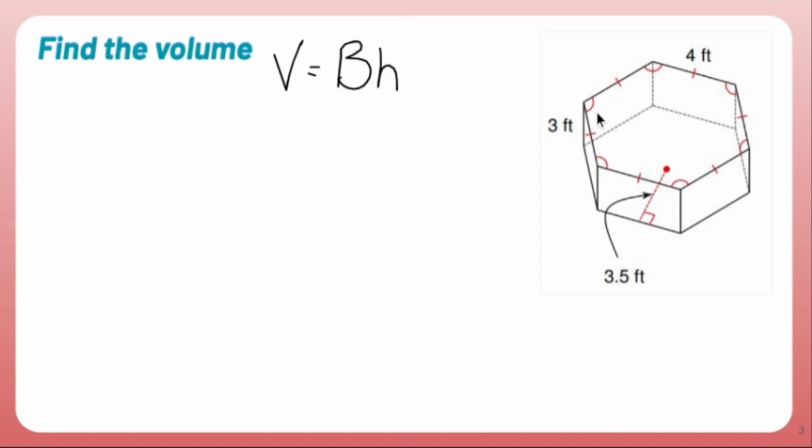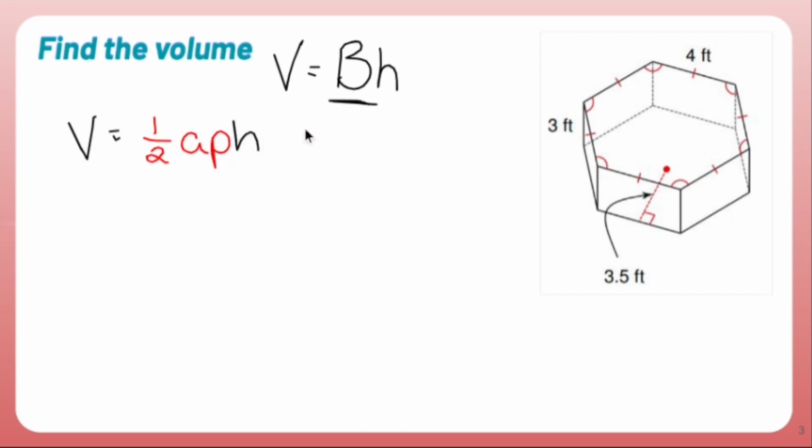Now, the base is a regular hexagon. Okay, so if we were to break this down further and create a new formula, the volume is going to be 1/2 times the apothem times the perimeter and then times h over here. So the volume of a hexagonal prism is 1/2 times the apothem times the perimeter times the h.